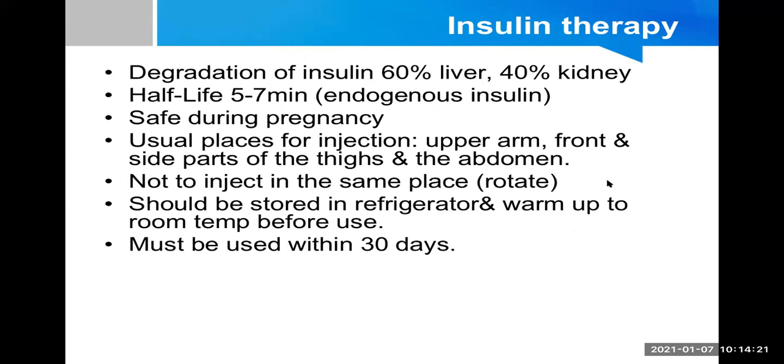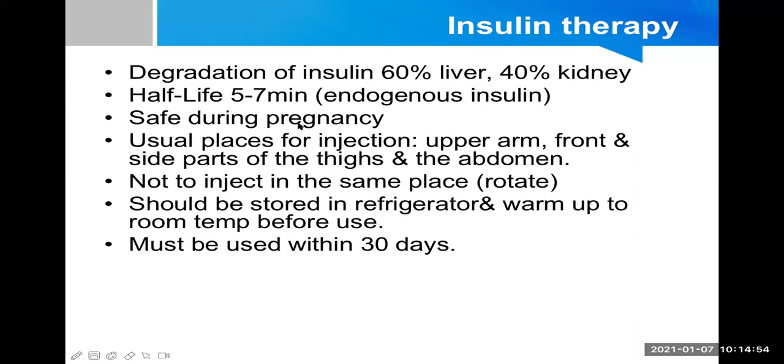Okay, now insulin is produced by the islets of Langerhans, especially by the beta cells. After insulin is produced, it will move into the portal circulation and enter into the liver. Now, see this, almost 60% of the insulin is degraded by the liver and 40% by the kidney. This is the metabolism of insulin that we're talking about, okay? Half-life of the insulin is about 5 to 7 minutes. This is the naturally produced insulin or endogenous insulin. Just 5 to 7 minutes is the half-life.